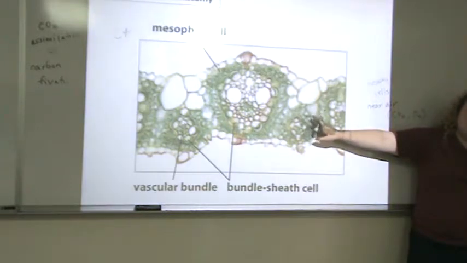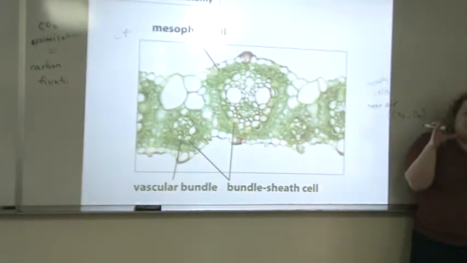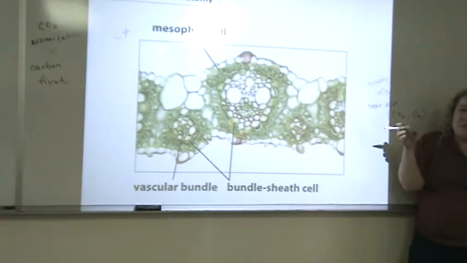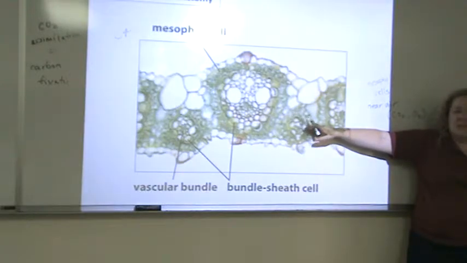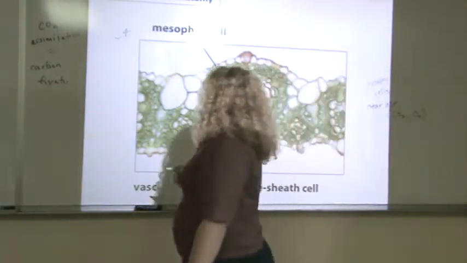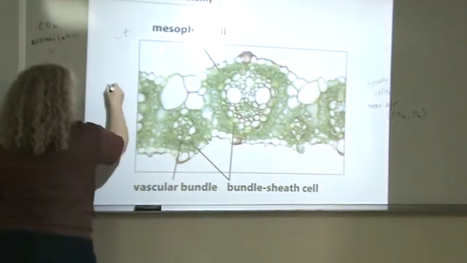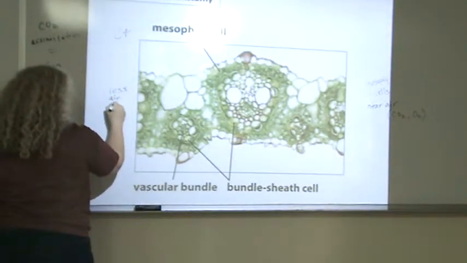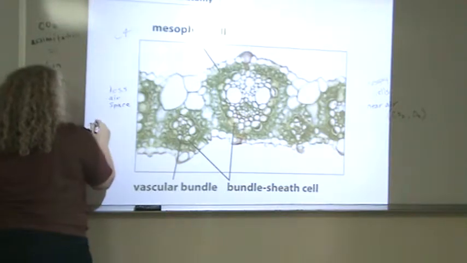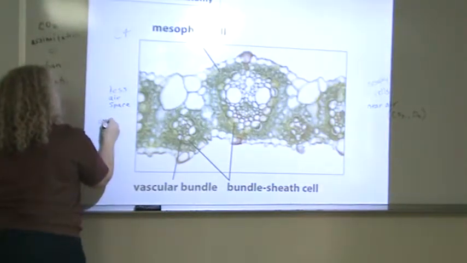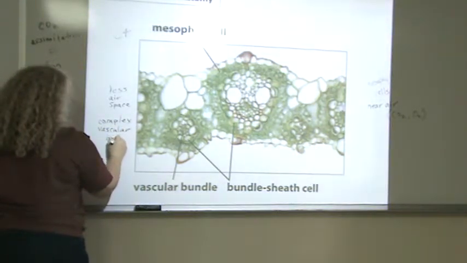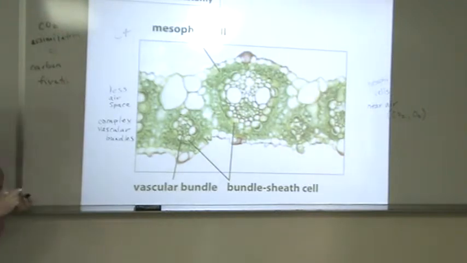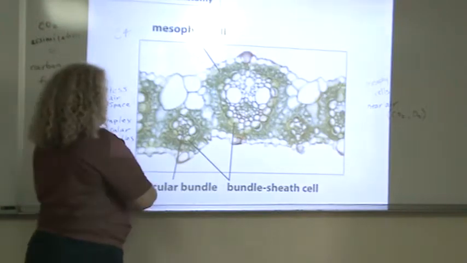So it makes me wonder if I took a cross section, a certain area of a C4 leaf, and weighed it next to a C3 leaf, I think this one would weigh more because there's less air, more material. So we have less airspace to start with, and we have, let's say, more complex vascular bundles. And the next picture is going to be a cartoon that shows what kind of cells are actually in those vascular bundles.